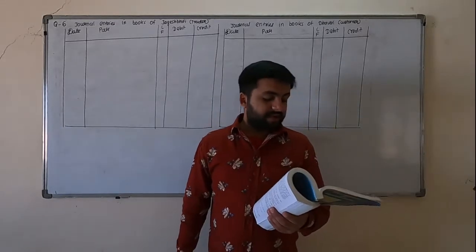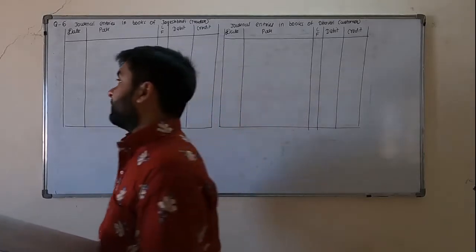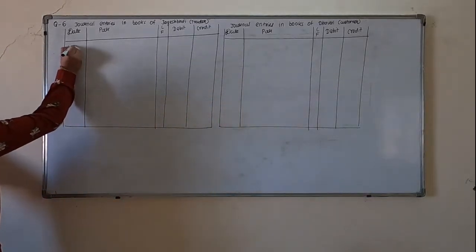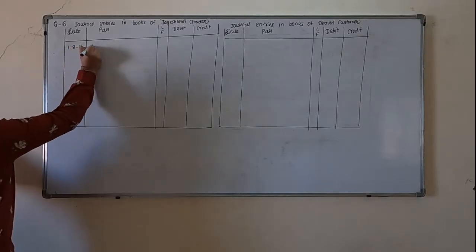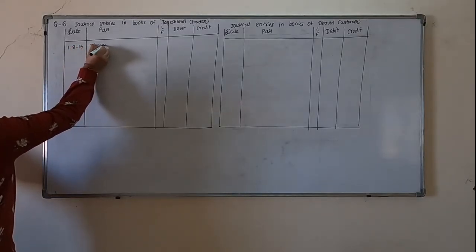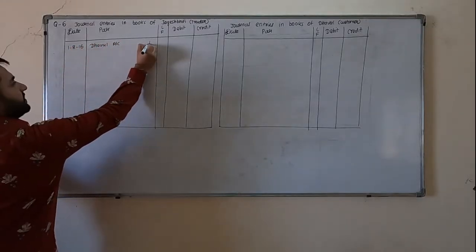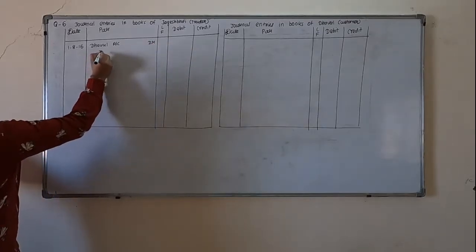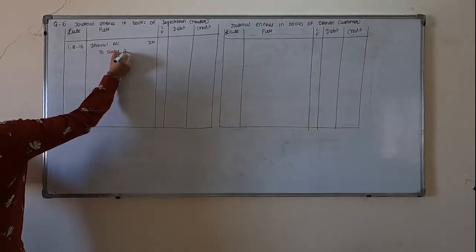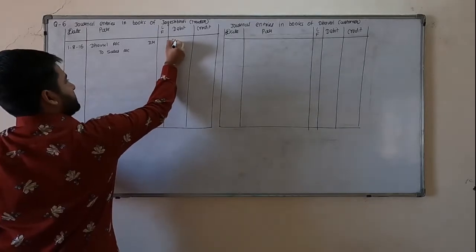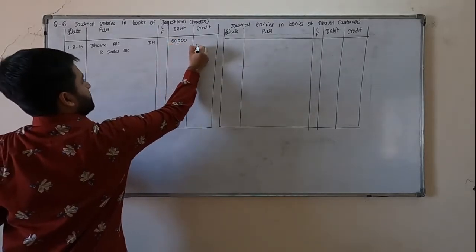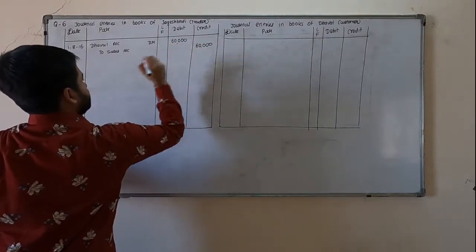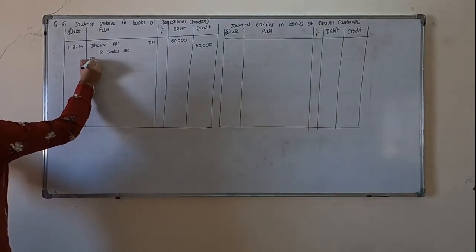Now first, for selling the goods and purchasing the goods, which is on 1/8/16. We are selling the goods to Dhaval. Dhaval account debit to sales account. Amount is 60,000. Being goods sold.